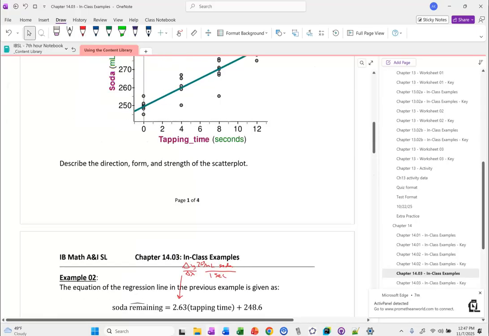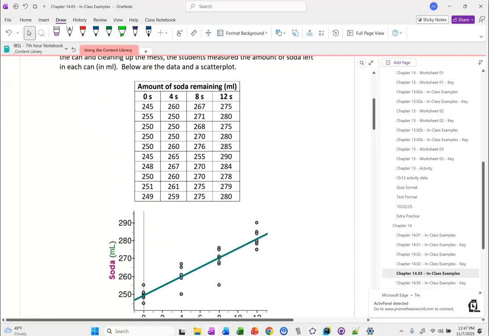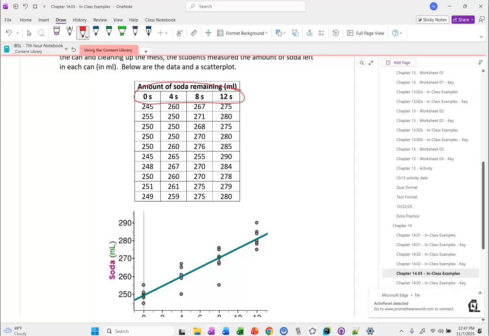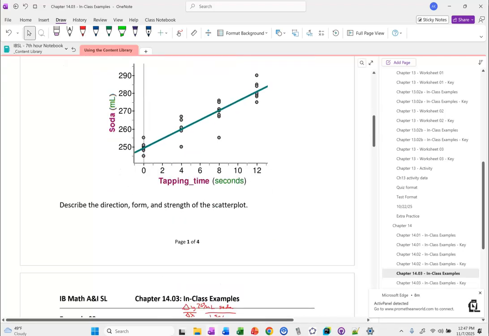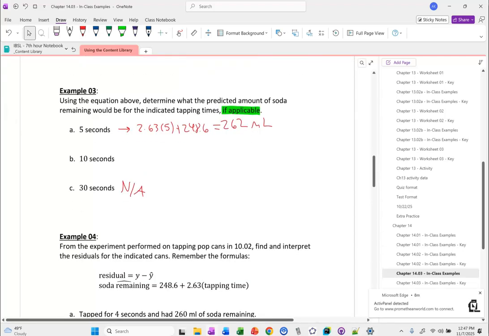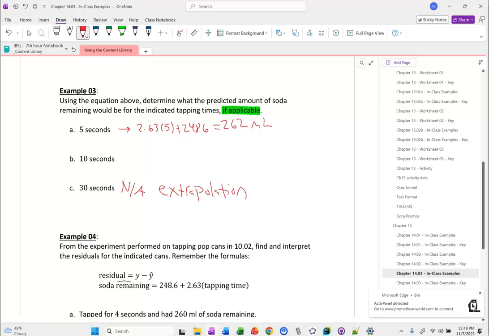Yeah, so notice that our range of values that we built our model from, we went from 0 to 12, right? What is it called when we try to predict past that range of values? Extrapolation. Is that a valid prediction to make? No. That's the reason. Everybody feels okay? And you could just say, the reason being extrapolation, why it's not applicable.